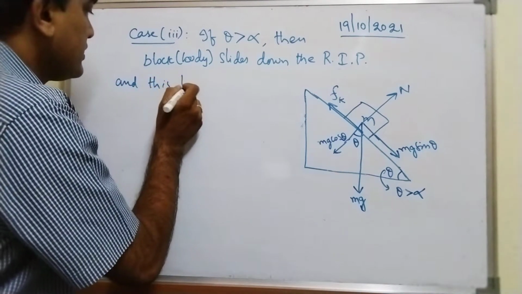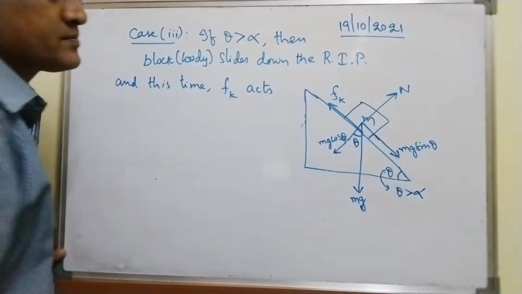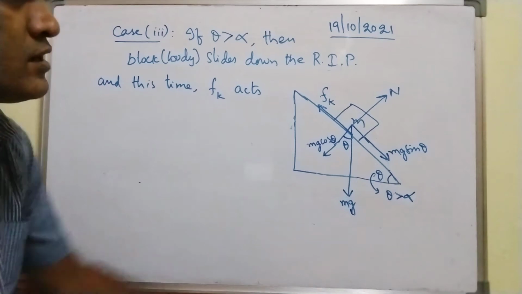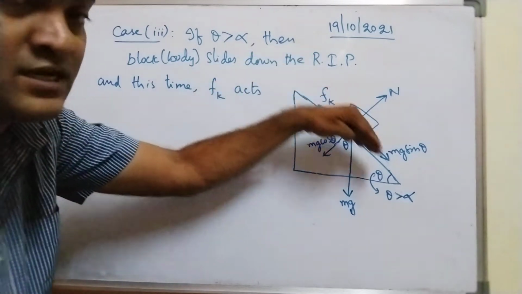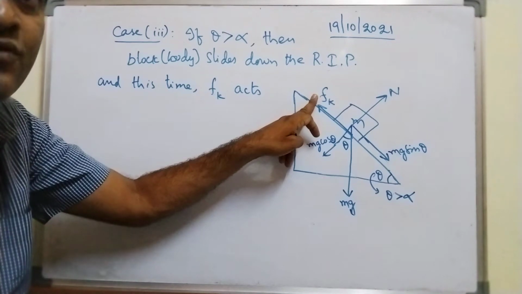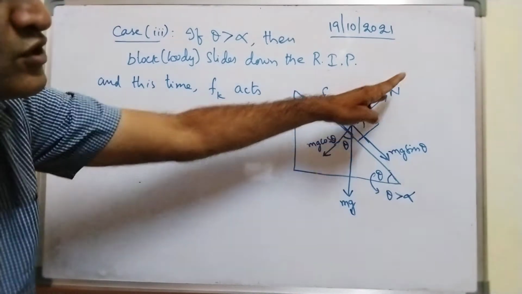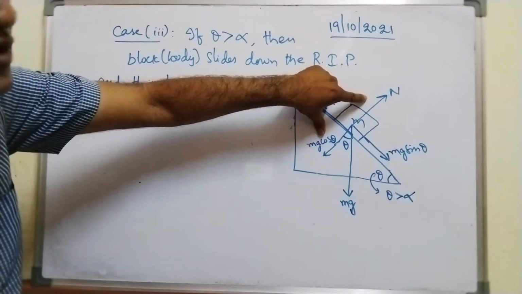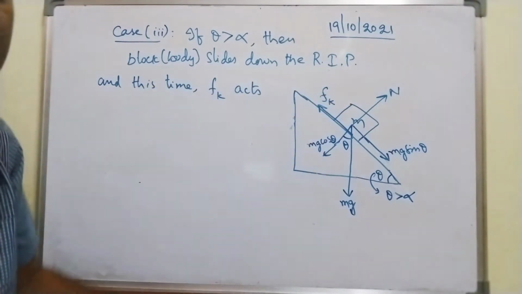This time, kinetic frictional force Fk will act. Now, this time mg sin theta is greater than Fk. Because it is sliding down, mg sin theta must be greater than Fk. Then you will come across a net force along the plane. But perpendicular to the plane, there is no motion of the block, so these two forces will get cancelled. Net force perpendicular to the plane is always 0.